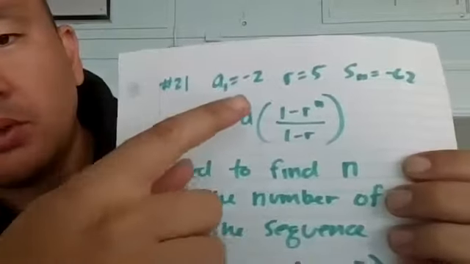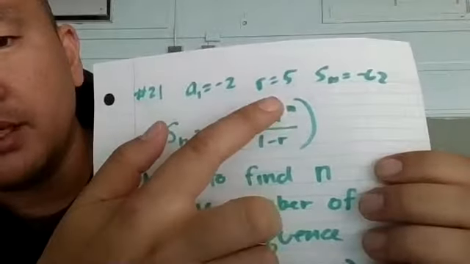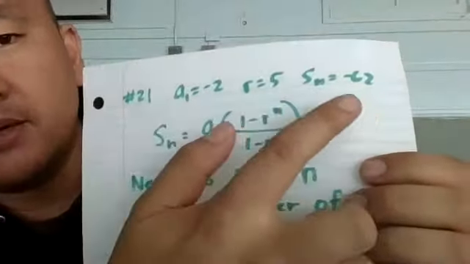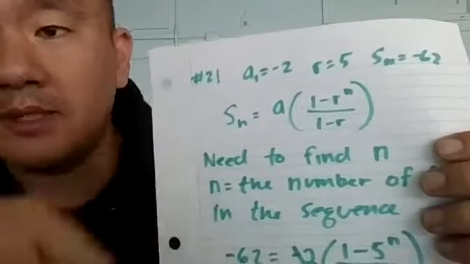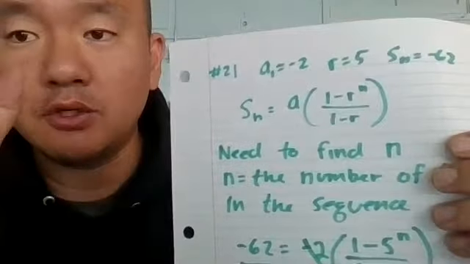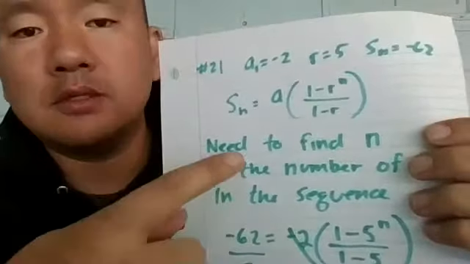Number 21: the first term is -2, the ratio is 5, and the sum is, I believe, -62. This is the formula right here, the formula for the sum of a geometric series. Remember, it's not an infinite series. We're just trying to find the sum of a geometric series. It doesn't go on forever. It has to stop somewhere. So this is the formula for that.